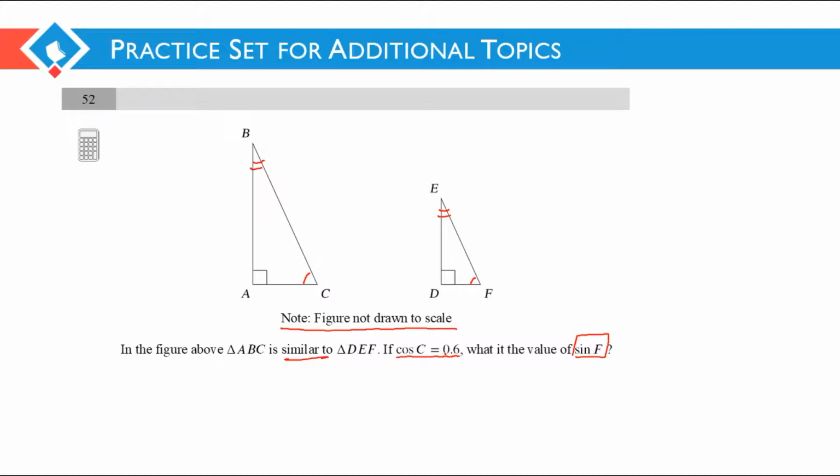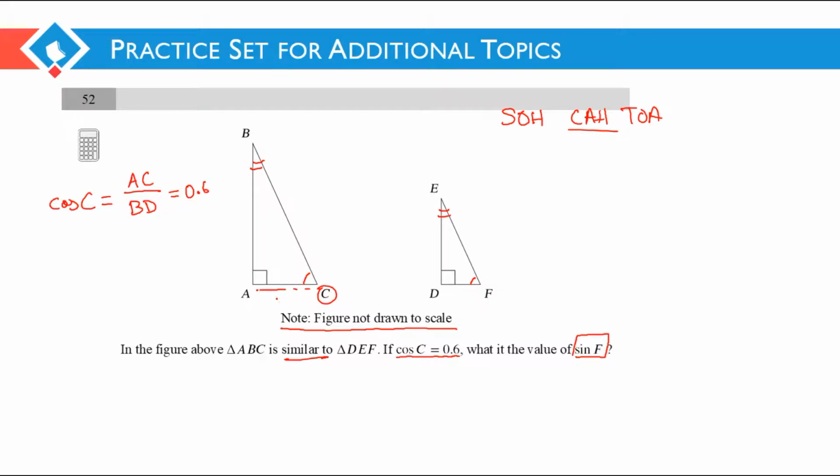If cosine of C equals 0.6, so cosine of C right here, right? Cosine of C is going to be equal to adjacent over hypotenuse. So our SOHCAHTOA, we're looking at cosine, so that's going to be equal to adjacent over hypotenuse. So the cosine of C right here is going to be equal to adjacent over hypotenuse right over here, and that's going to be equal to AC over BC. And it tells us that cosine of C is equal to 0.6. So we know that the ratio of AC divided by BC is going to be equal to 0.6.